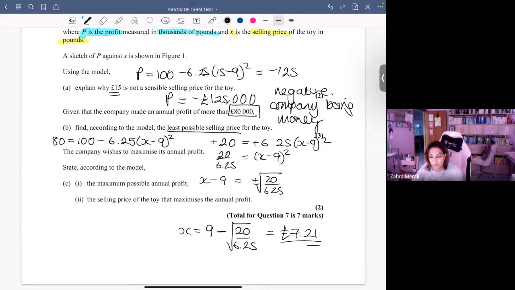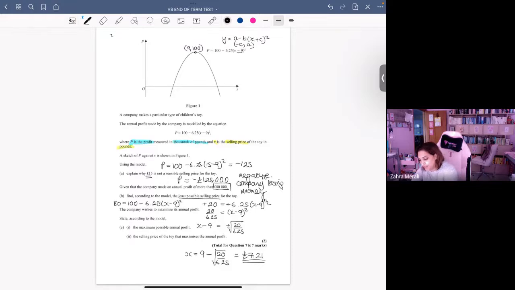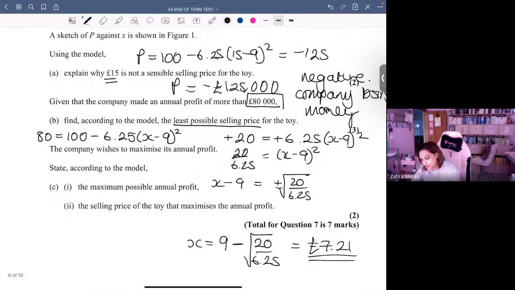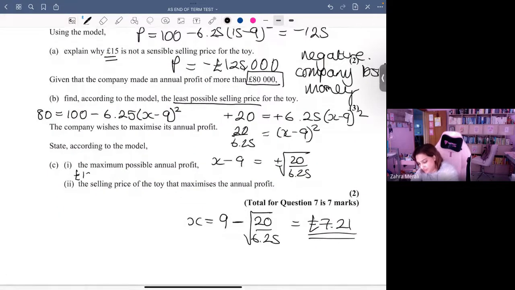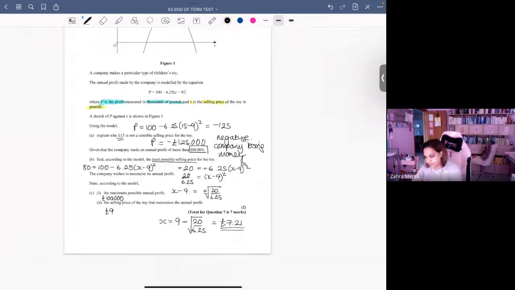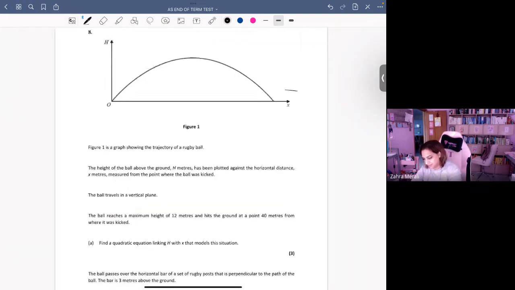Part C, we've already done. We identified that right at the beginning. We said the annual profit was 100, which we know is in thousands, so it's going to be £100,000. And the selling price was £9. Need the pound signs, otherwise you don't get the marks. It's an application question.